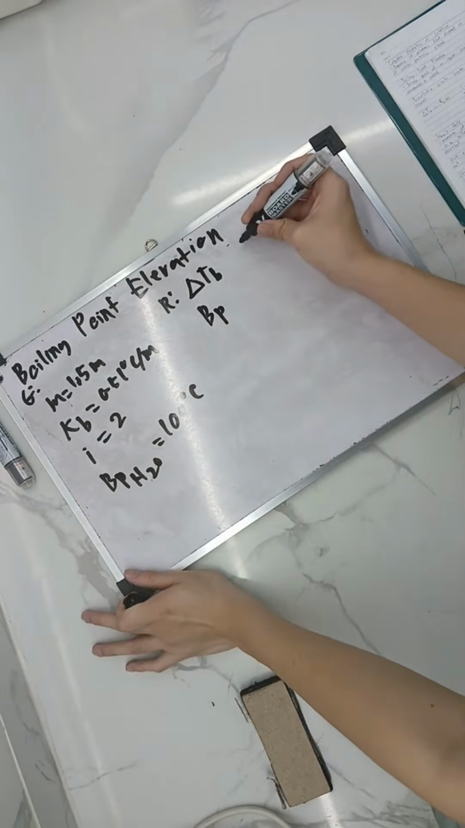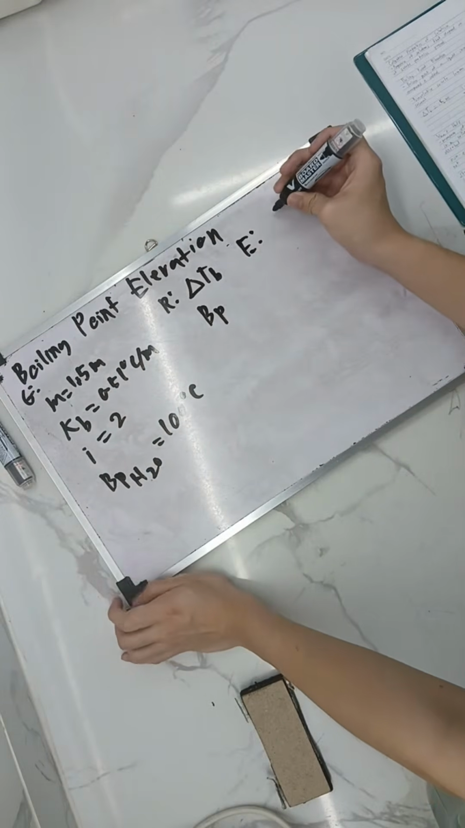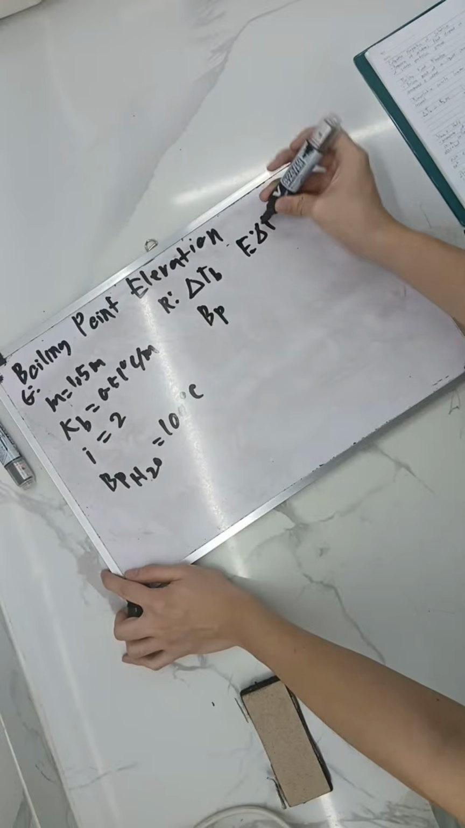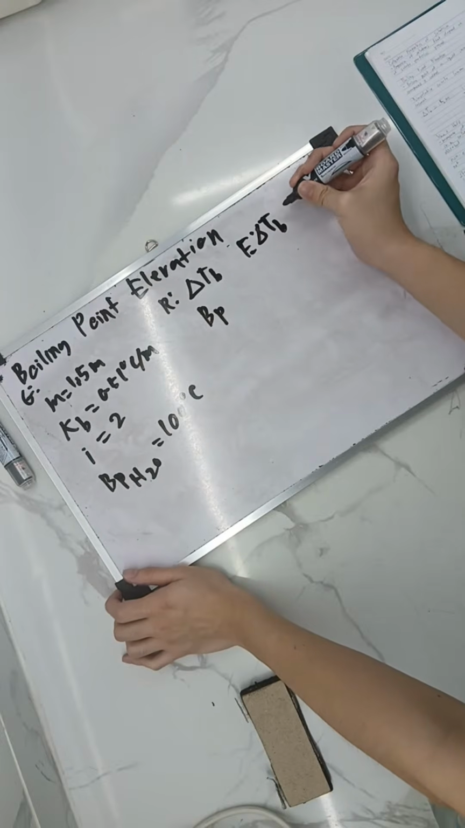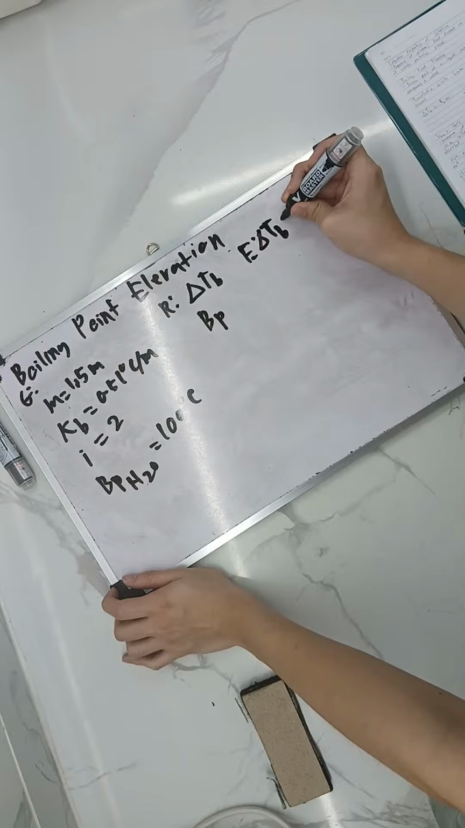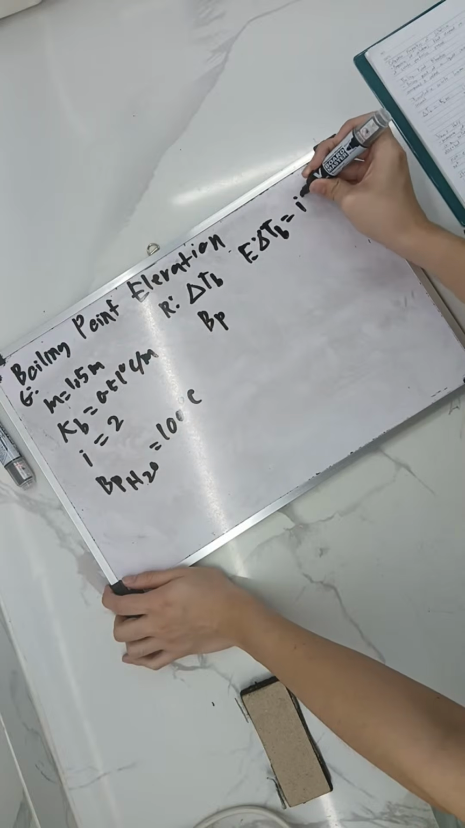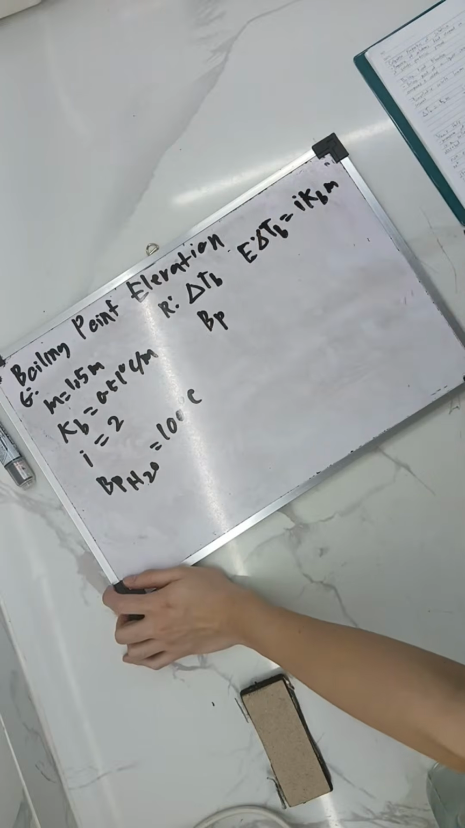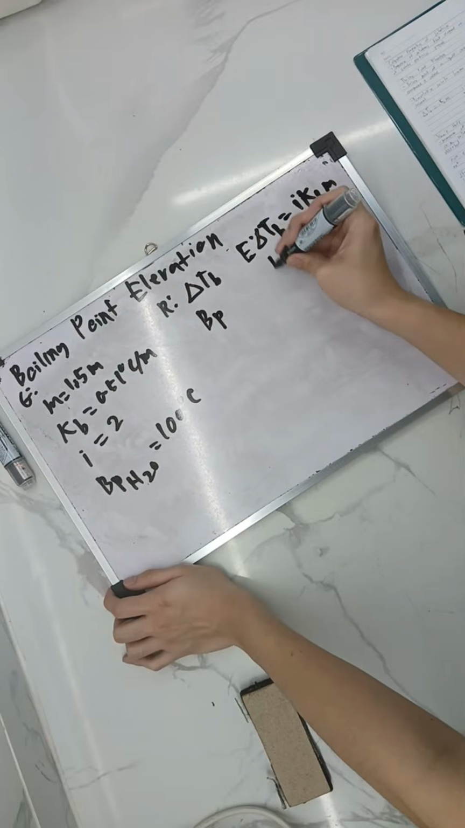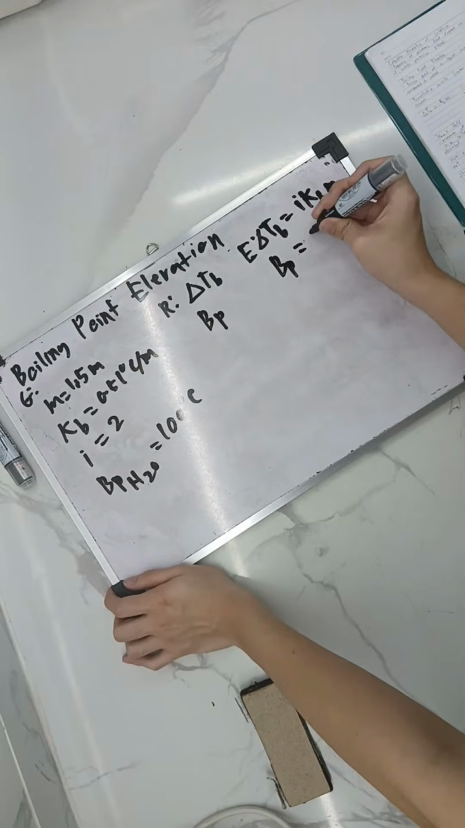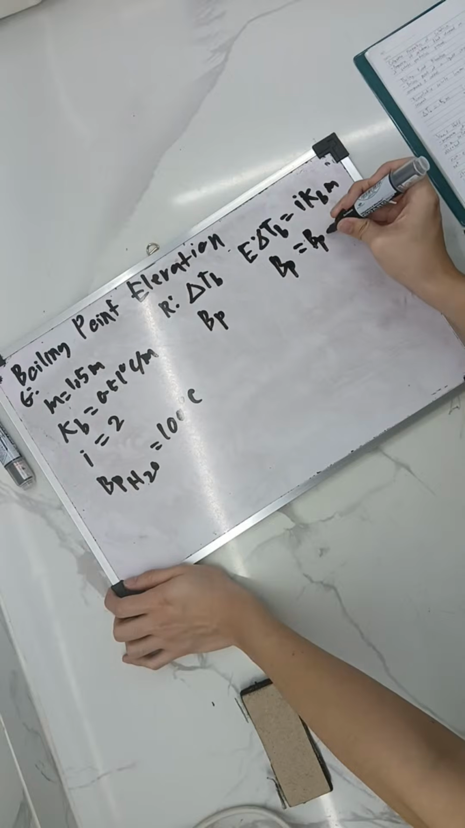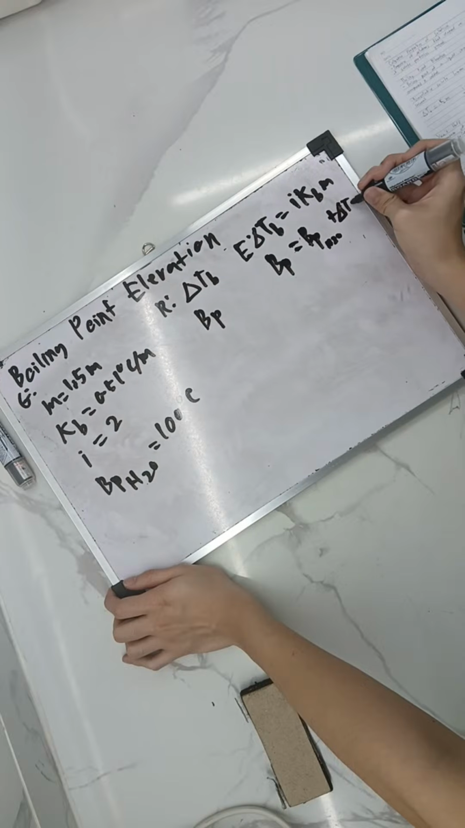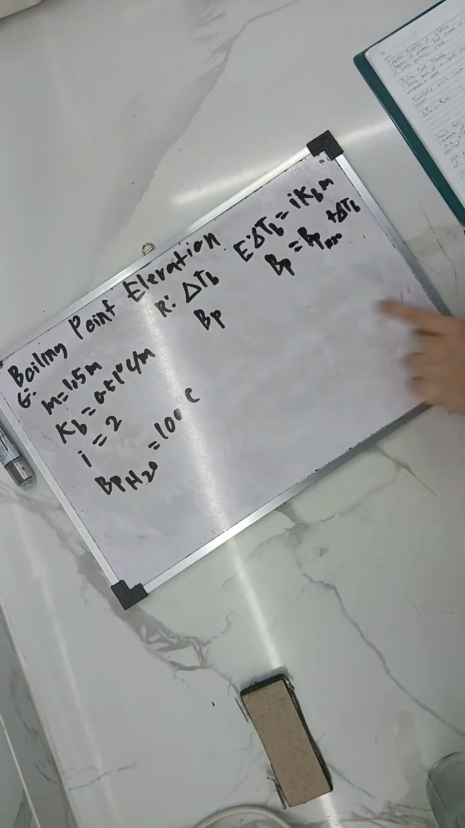Now for the equations, we can use this. We can use the formula for the change in boiling point, the boiling point elevation, which is equal to i times Kb times m. And then we also have the formula for the boiling point, which is BP equals BP of H2O plus the change in boiling point. So these are the 2 equations that we'll need, the 2 formulas.